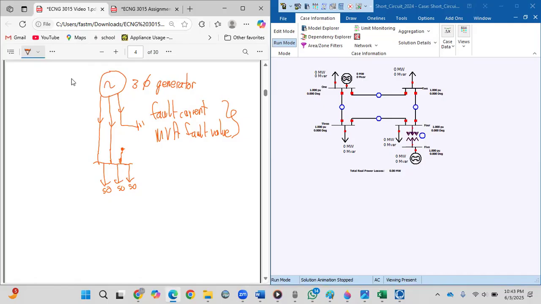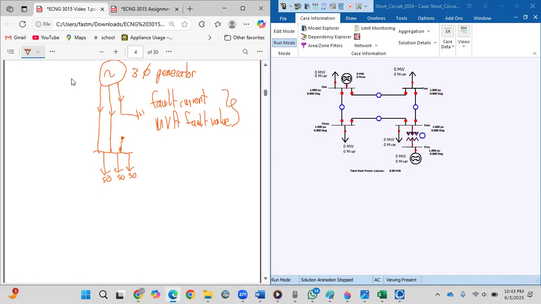So you have different types of faults. The two types of faults you will have are symmetrical faults and the other one you'll have is asymmetrical faults.